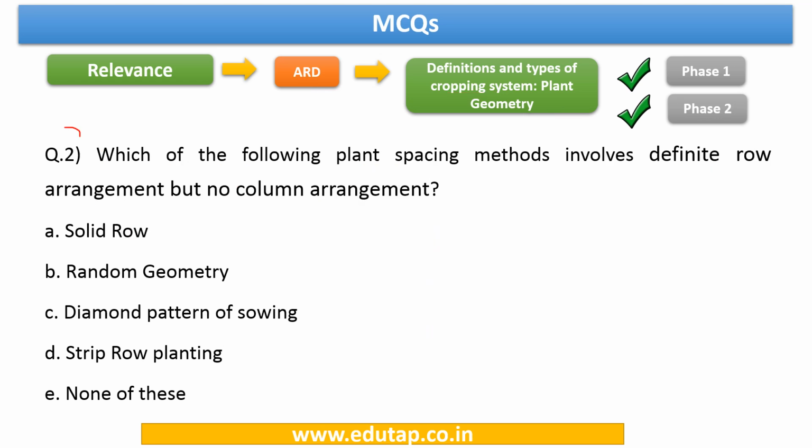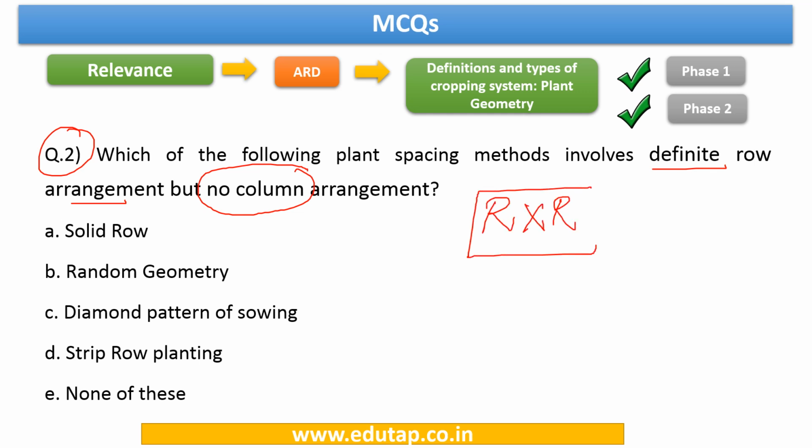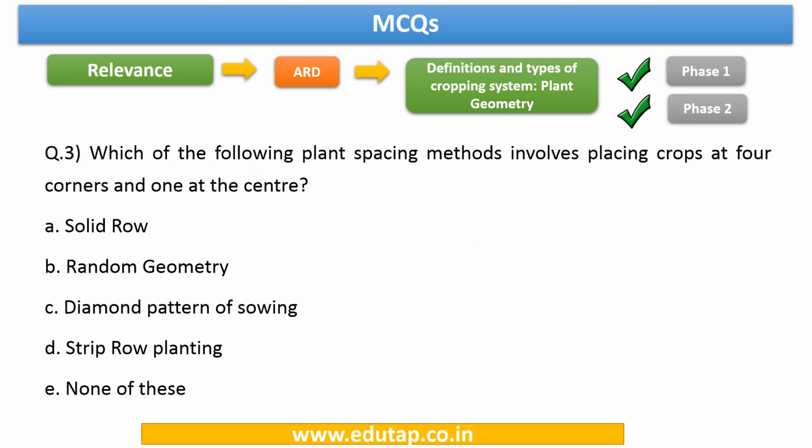Next one, question number 2. Which of the following plant spacing methods involves definite row arrangement but no column arrangement? We have just now seen it is represented by R into R spacing, and that is solid row. Next, the third one. Which of the following plant spacing methods involves placing crops at 4 corners and 1 at the center? And the answer to this question is diamond pattern of sowing, that is C.